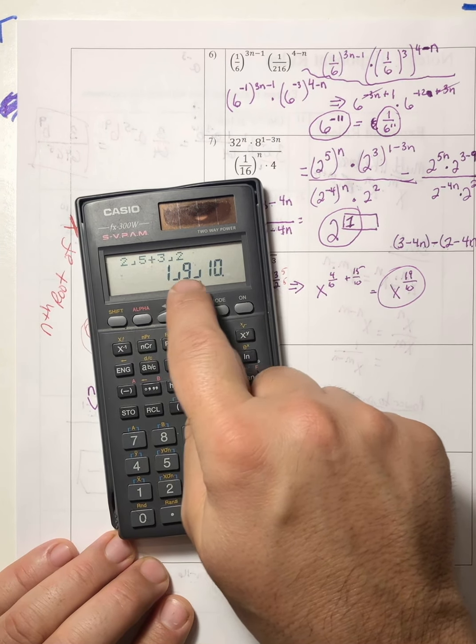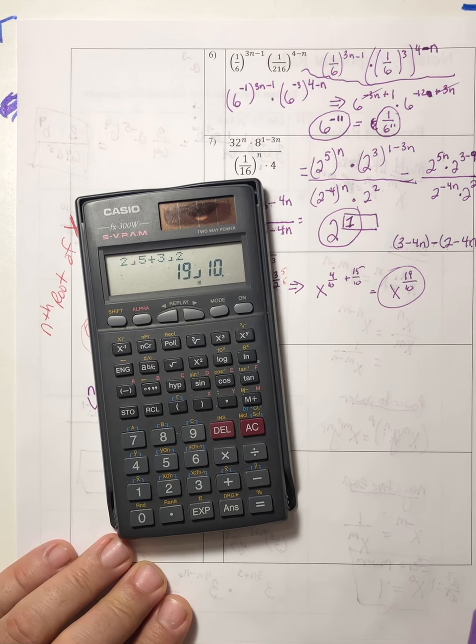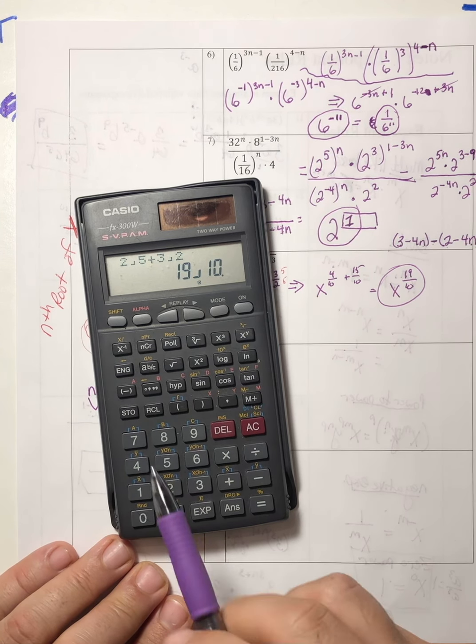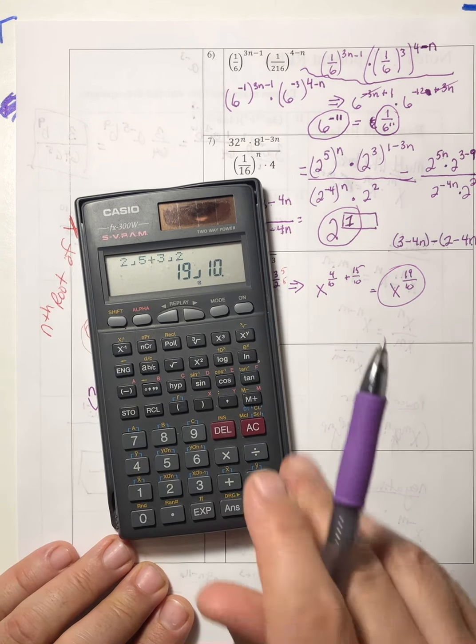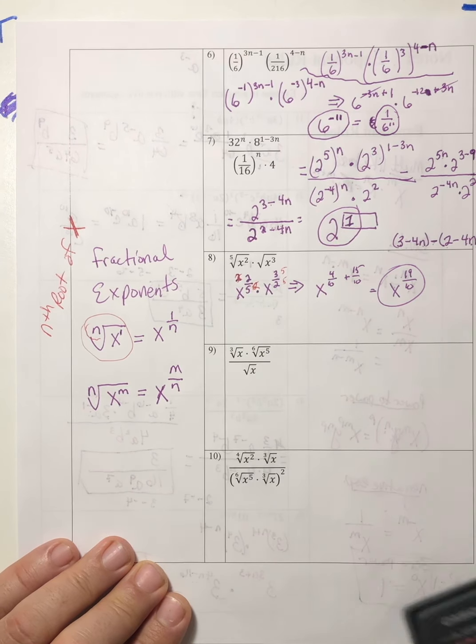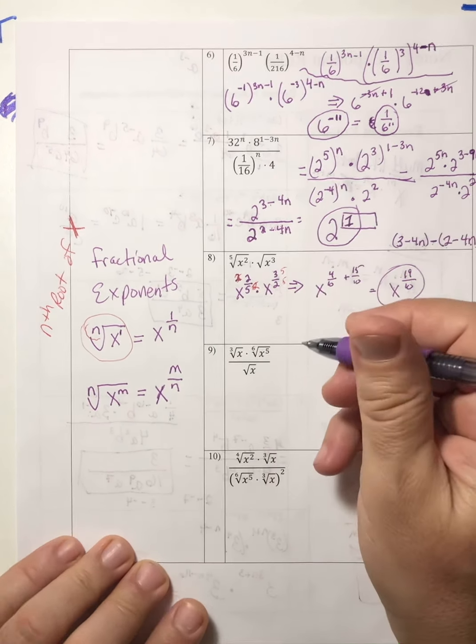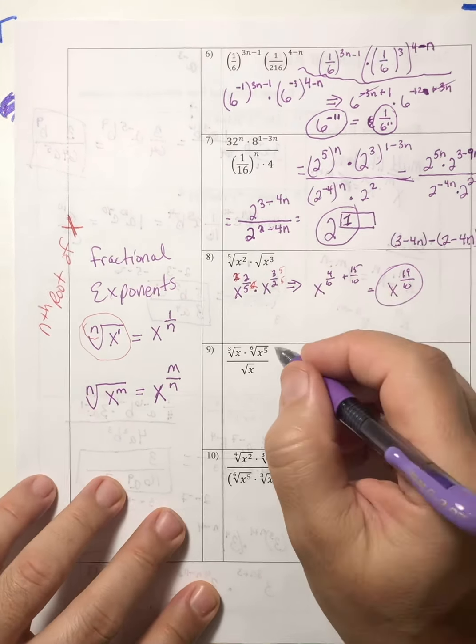If you have your graphing calculator, you can just do math, enter, enter. You don't even have to use the fraction button. You can just do 2 divided by 5 plus 3 divided by 2, and then math, enter, enter. Or you can just add the fractions up on a piece of paper. Not that hard.